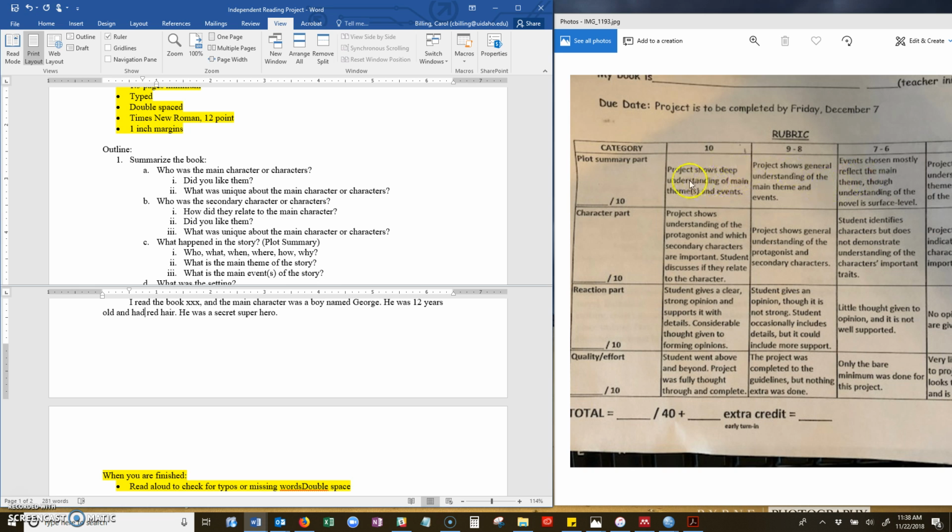So, project shows deep understanding of the main themes and events. So you're going to talk about that in just a minute. Let's look right here. Character part. Project shows understanding of the protagonist, so the main character, and which secondary characters are important. Student discusses if they relate to the character. So in your outline, first you're going to talk about your main character. Then you're going to give specific details.